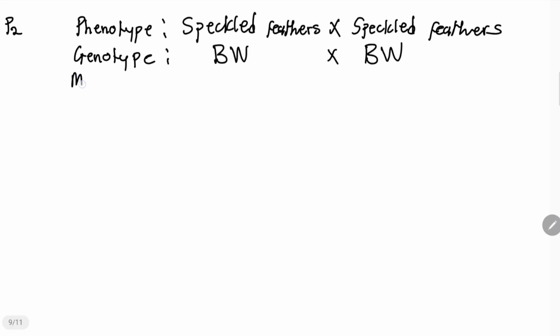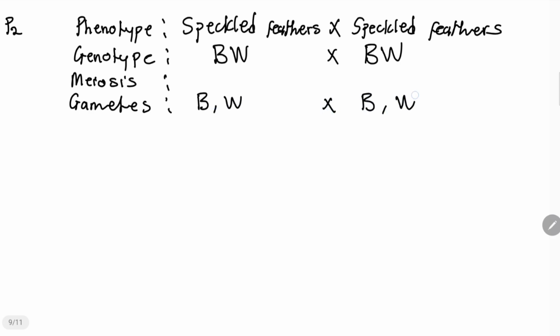Below genotypes now comes meiosis. We know that in front of meiosis, we write nothing. So let's continue. Below meiosis now come gametes. To write the gametes, we simply separate the genotype by a comma. So it will be capital letter B, comma, capital letter W, crossed with capital letter B, comma, capital letter W. Below gametes, we follow with fertilization.